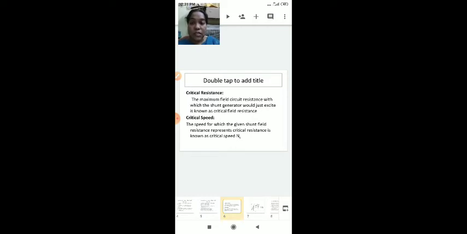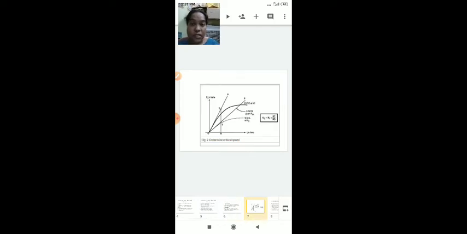By studying the definitions alone we are not able to understand. Let us go through the characteristics of the DC shunt generator, then definitely you will get a little idea of what the critical speed and critical resistance are. So this is the characteristics. Here OCC is the open circuit characteristics, the curve shown in this diagram. And OP is the field resistance, a straight line passing through the origin. This is the field resistance, and this is the open circuit characteristics.